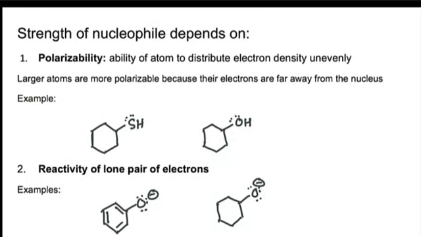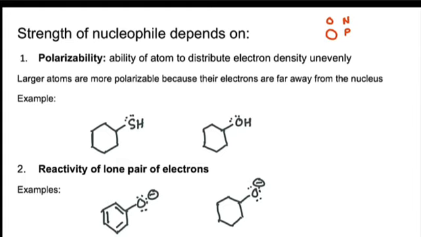So the strength of a nucleophile, because not all nucleophiles are the same, is going to depend on a couple of things. First of all, polarizability. So polarizability is, I like to think of it as squishiness. So if you're looking at a periodic table, and you see that nitrogen is above phosphorus, think of the atoms that are closer to the top of the periodic table as being smaller, and the more you move down, the larger the atomic radius, and the more squishy the atom is.